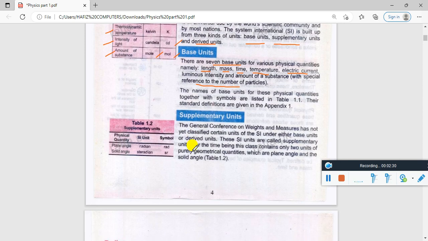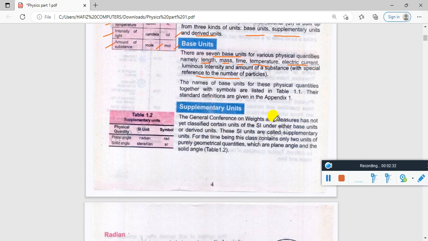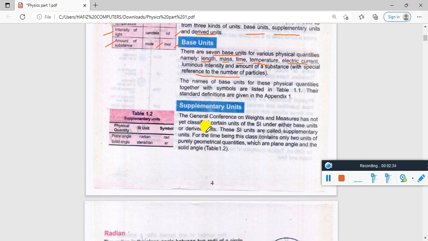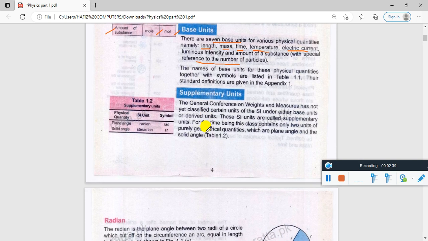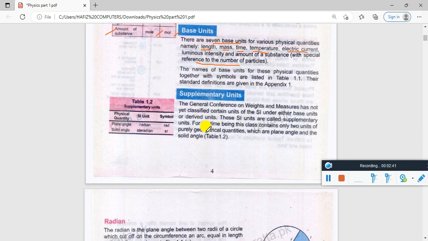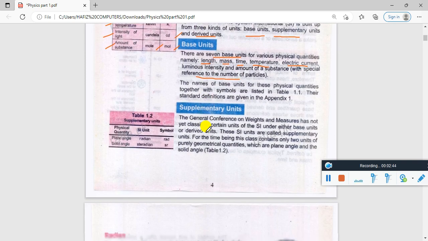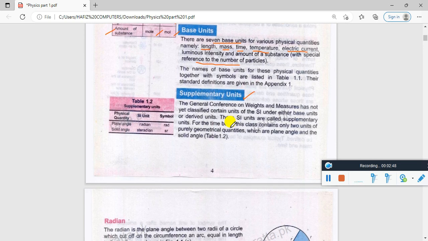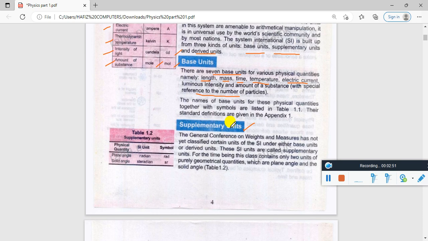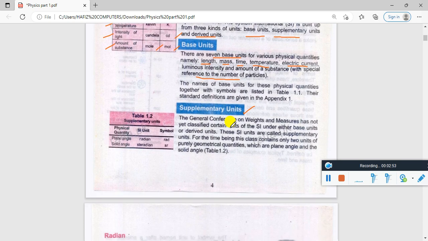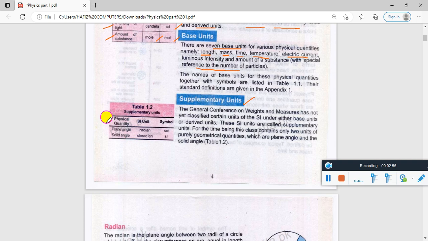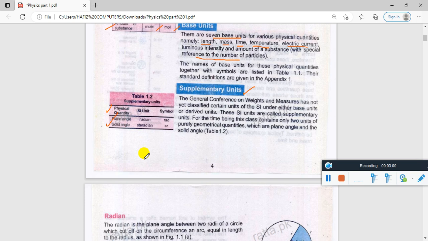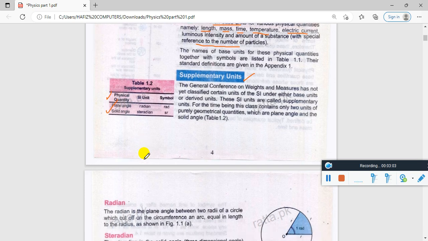Next one is the supplementary units. The General Conference on Weights and Measures has not yet classified certain units of the SI under base and derived units. Normally the units which are neither base nor derived are called supplementary units. They are still not defined either as base units or as derived units. Mainly these quantities are neither base quantities nor derived quantities. These are supplementary quantities and they are measured in terms of supplementary units.